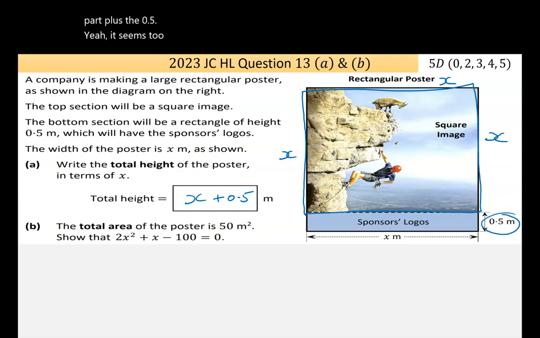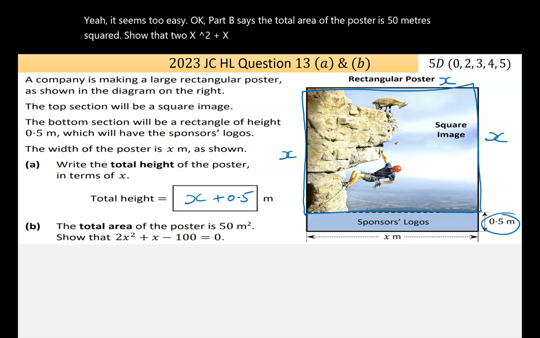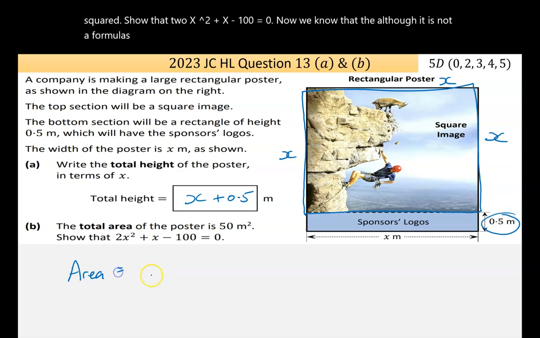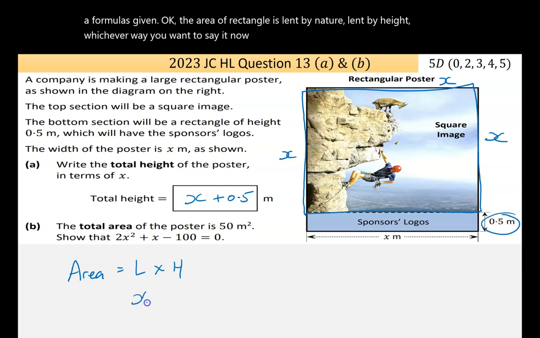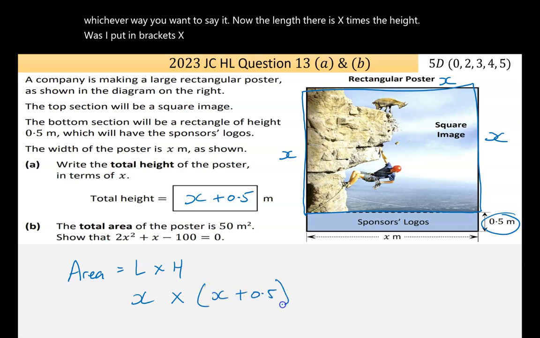Okay. Part B says the total area of the poster is 50 meters squared. Show that 2x squared plus x minus 100 equals 0. Now we know that although it is not a formula that's given, the area of a rectangle is length by width or length by height, whichever way you want to say it. Now the length there is x times the height, which was, I'll put in brackets, x plus 0.5. Okay, and that's equal to the area, which is 50. Okay, I should have maybe done the other way around.